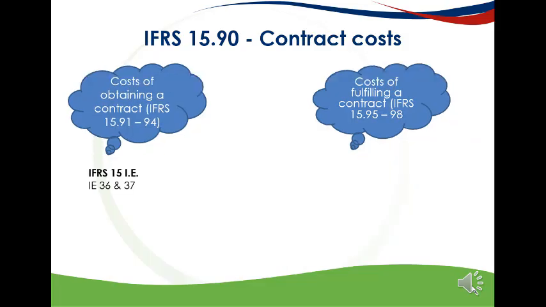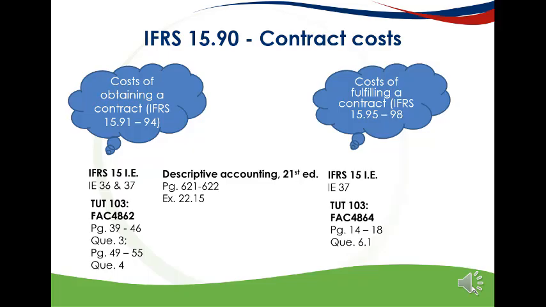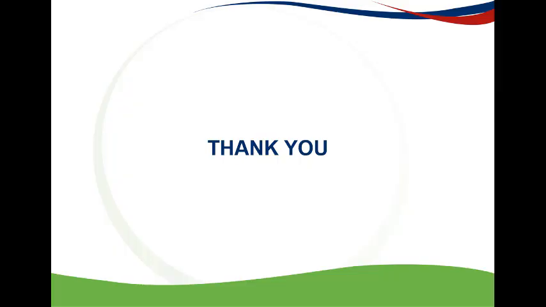For more explanation on the treatment of the incremental cost of obtaining the contract, please refer to illustrative examples 36 and 37. For cost of fulfilling the contract, please refer to example 37. Please also refer to questions 3 and 4 of TAT 103 for level 1 and question 6.1 for level 2. Another good example is on page 621 of the Descriptive Accounting 21st edition. And that is the end of the presentation.